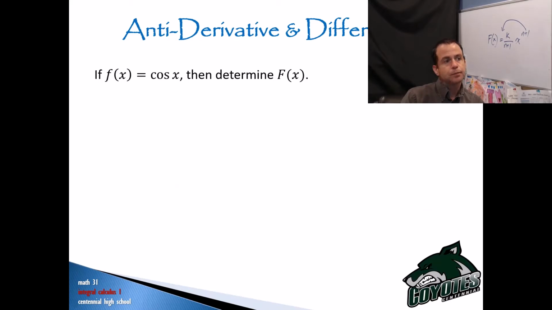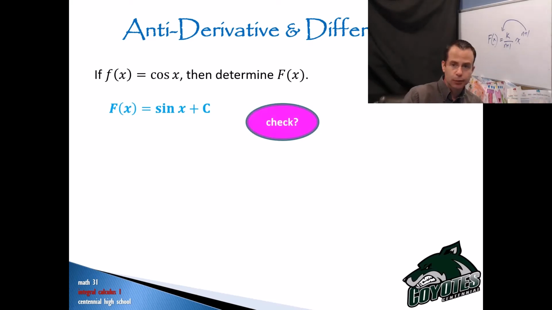Well, what gives me, when I take the derivative, cos of x, would be sine of x. So it would be sine x plus c. Okay, f of x will be sine x plus c. Could I check? Sure. The derivative of sine x is cos x. Done.